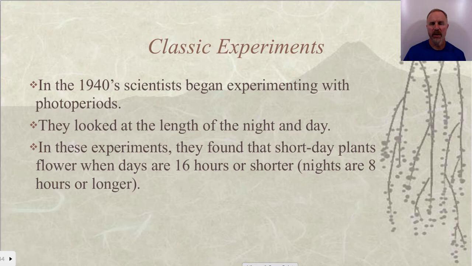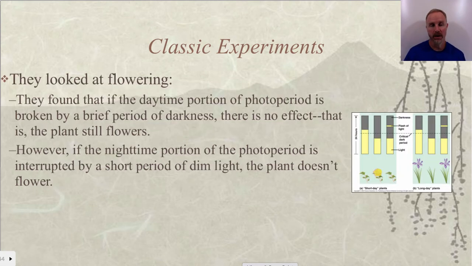Some of these experiments from the 1940s that the USDA did were looking at the length of the day and the night and how those things were involved in getting the plants to flower or to not flower. And those are referred to as the photoperiod. What they found were short day plants, which are also called long night plants. These flower when the days are 16 hours or shorter. In other words, the nights, the dark period, are 8 hours or longer.